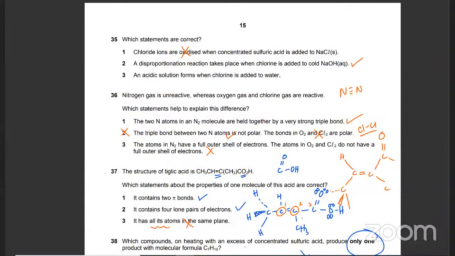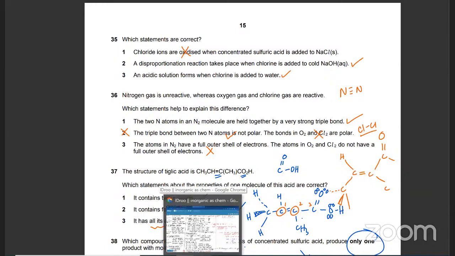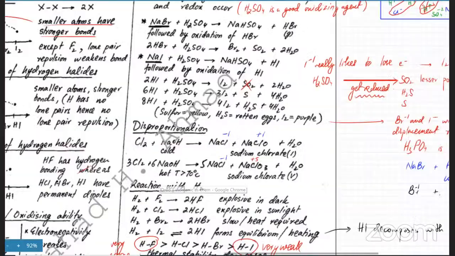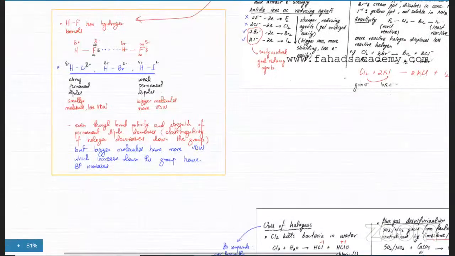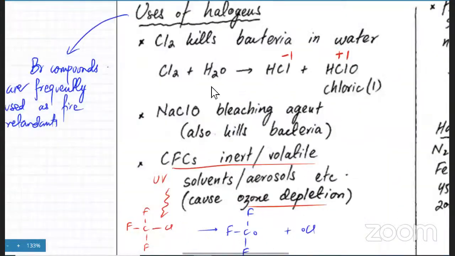An acidic solution is formed when chlorine is added to water. That is also true because chlorine with water is going to produce HCl plus HClO. It gets used as a disinfectant, used to kill bacteria. It forms two acids, chloric(I) acid and hydrochloric acid.